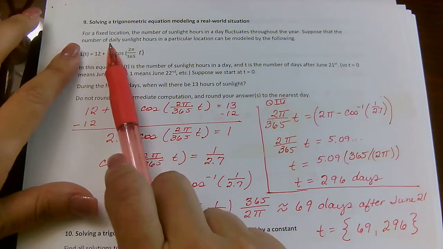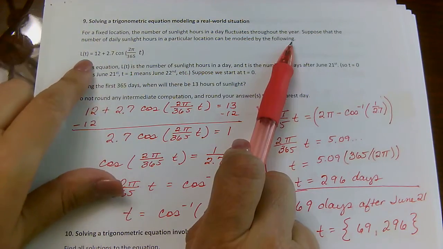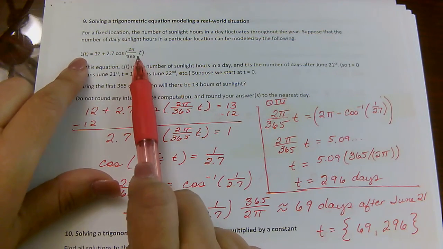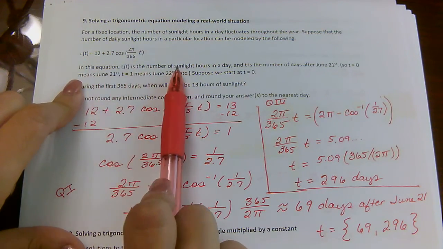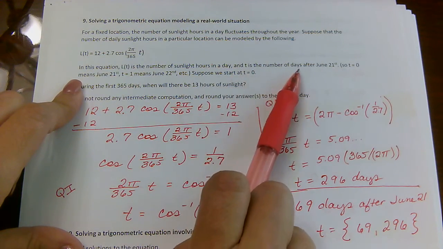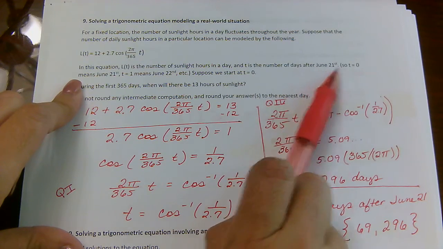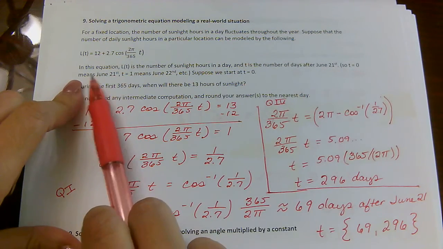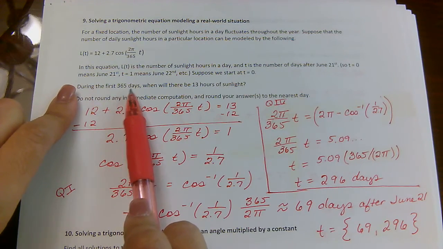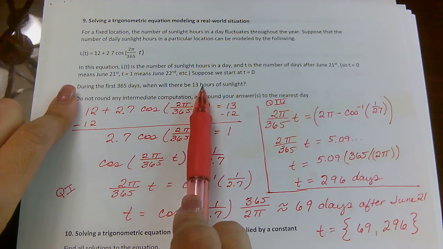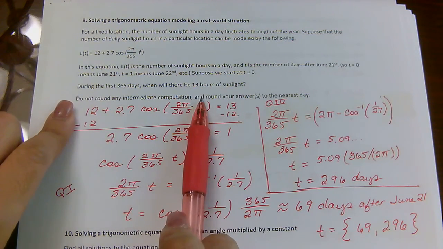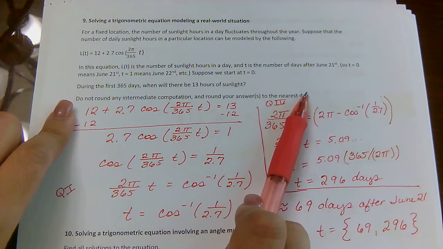Okay, number 9 has to do with this equation, basically about sunlight hours, which is L, and the amount of time, so daylight hours and time. Here it says L is the number of sunlight hours during the day, and T is the number of days after June 21st. So T equals 0 means June 21st, and so forth. During the first 365 days, when will there be 13 hours of sunlight? Now we're going to solve for the nearest day.